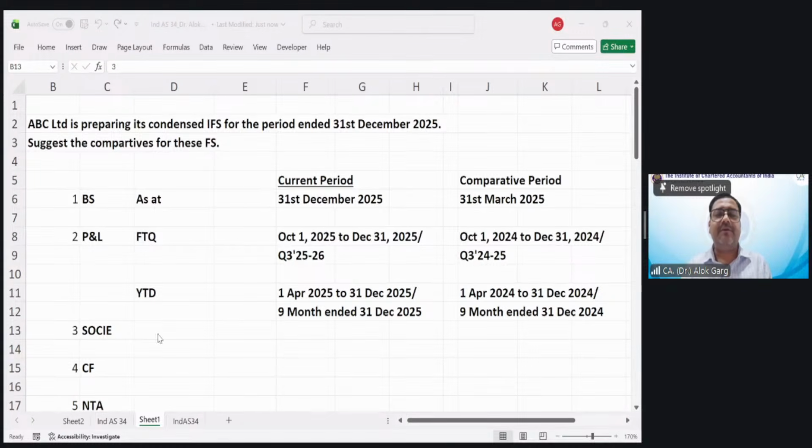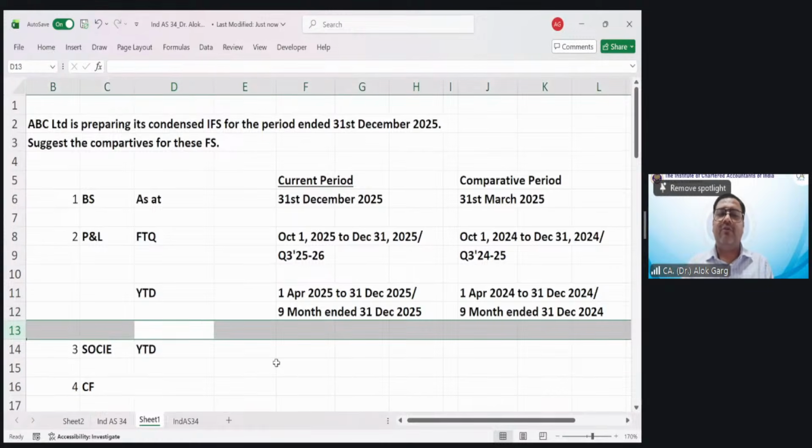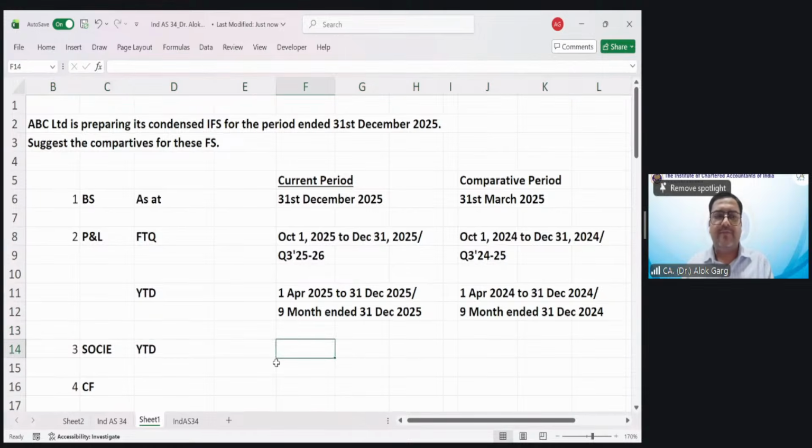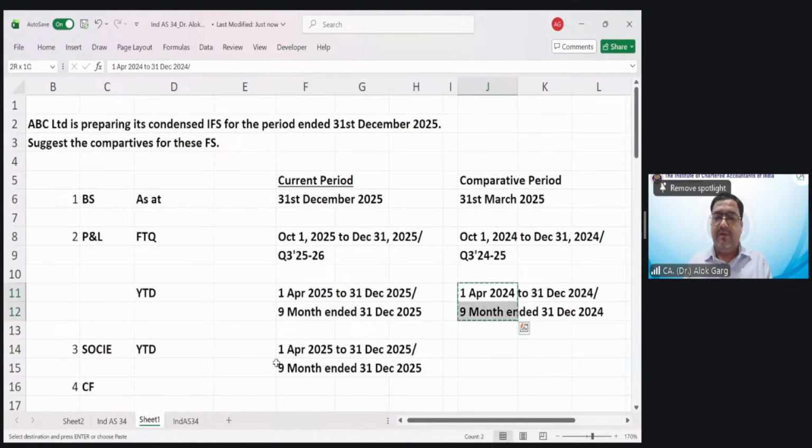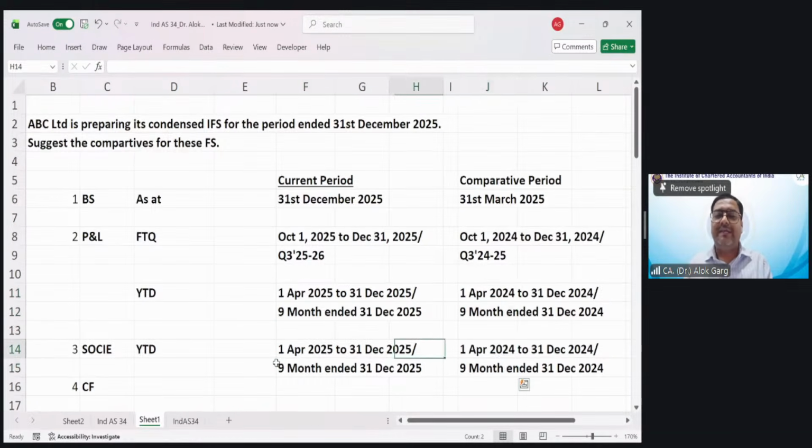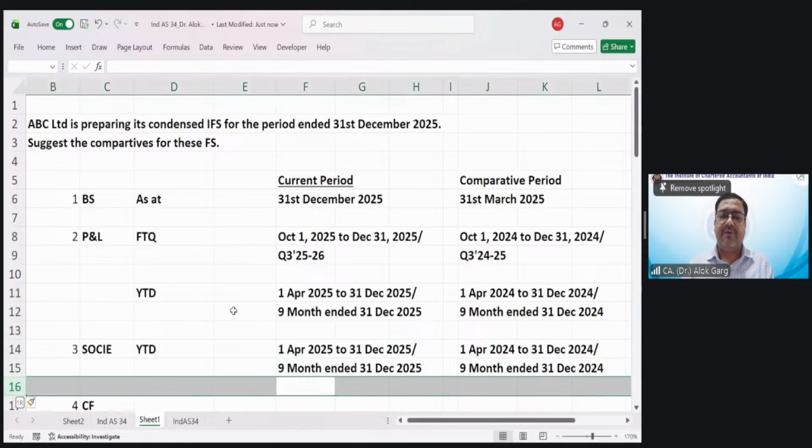Friends, what about the statement of changes in equity? It is again a movement statement. Is it required for the quarter and year to date both, or only year to date? This is required only year to date. And friends, let me tell you, the statement of changes in equity is never presented as part of the financial results. It is not required by SEBI LODR. So it covers 1st April 25 to December 25, or I can say the nine months ended 31st December 25.